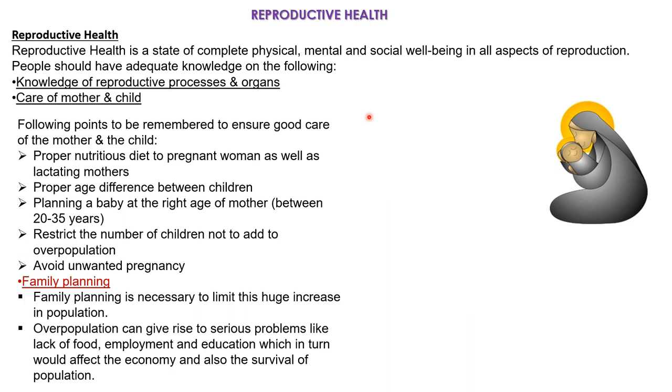But is that the right age? Is that the right age for a lady to get pregnant at the age of 10, or a boy to become a father at the age of, let's say, 14? That is not the right age, though the reproductive organs have started working, right? But still it is not the right age. That is why we say that we should have complete knowledge of reproductive health, because that is very important to become responsible parents, right?